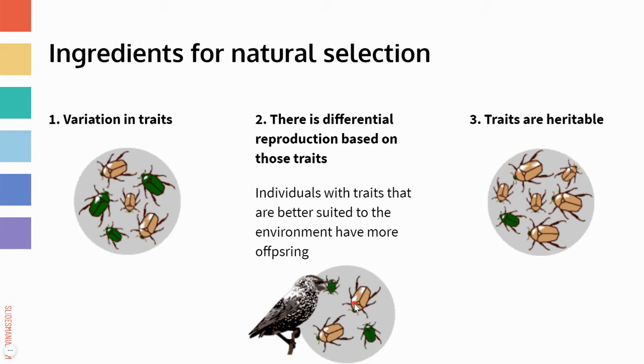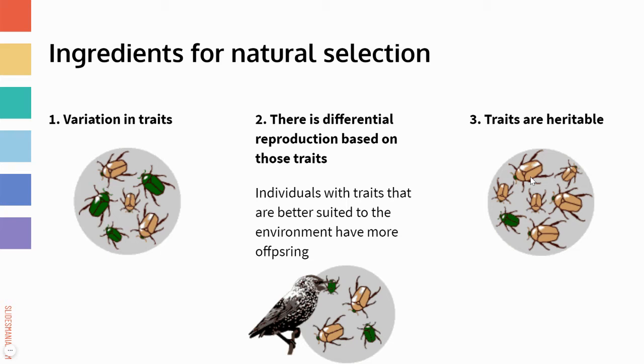And then finally, these traits need to be heritable. So we talked about how we have variation in traits. Certain traits, such as being tan, need to be helping organisms to survive and reproduce more than others. And these traits need to be heritable. So the brown color that's helping the beetles survive and reproduce needs to be able to be passed on to the offspring. And those are the three conditions that need to be in place, or the three ingredients, if you want to think about it that way, for natural selection to occur.